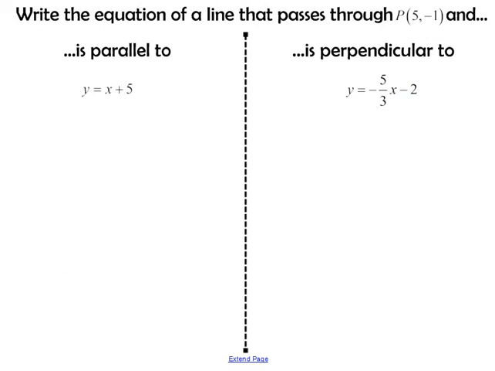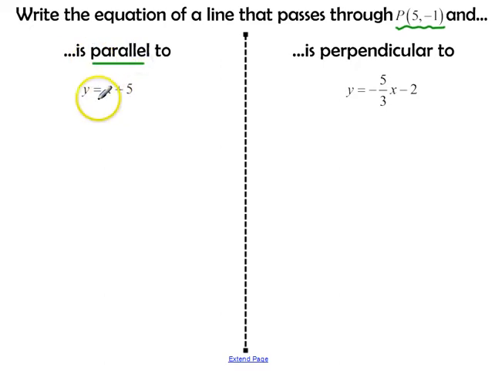So now let's talk about writing the equation of a line that passes through a specific point and is parallel or perpendicular to a given line. So again, the only way that this differs from the examples that we just did is that instead of giving you the y-intercept, I'm giving you a specific point and saying the line you write the equation of has to go through point 5, negative 1. So let's pull out the same information.